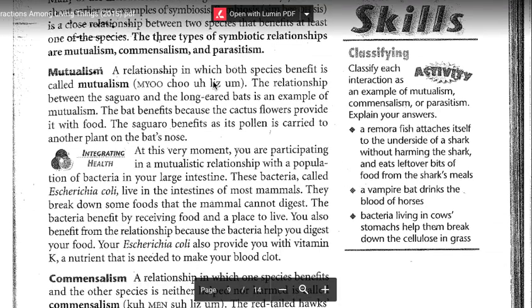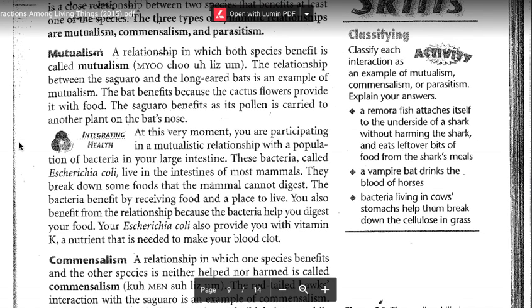Mutualism. A relationship in which both species benefit is called mutualism. Get it? It's mutual. The relationship between the saguaro and the long-eared bats is an example of mutualism. The bat benefits because the cactus flowers provide it with food, and the saguaro benefits as its pollen is carried to another plant on the bat's nose.